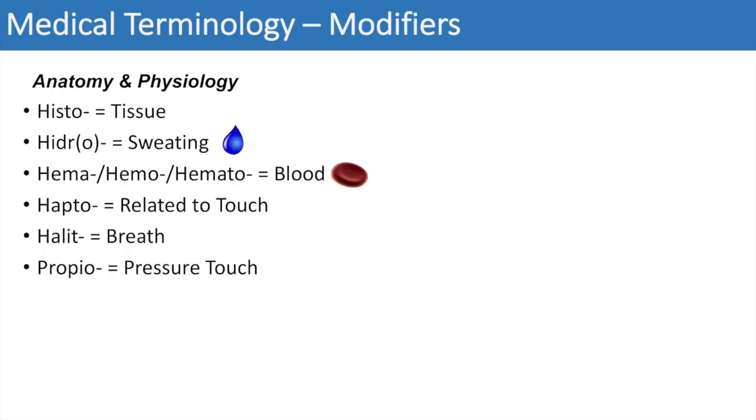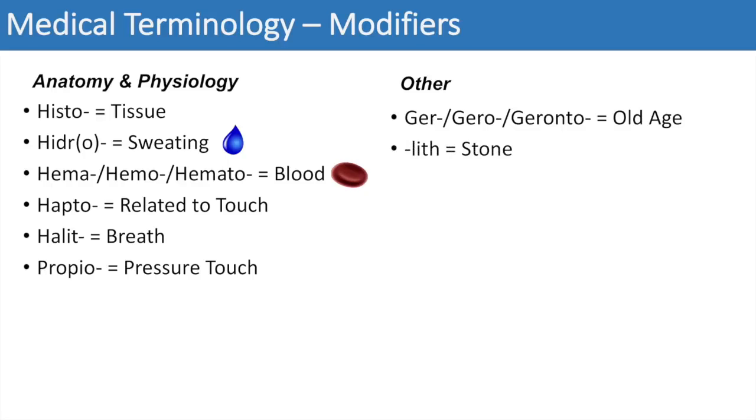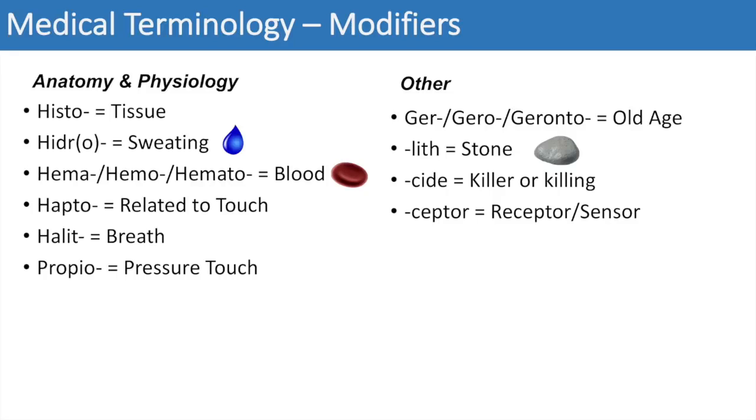So other terms that we didn't get involved in too much in the other lessons are gero, or geronto, which means old age. So you can think of gerontology. Lith actually means stone. So there's a lot of medical conditions that use lith, such as kidney stones. Cide means killer or killing. You can think of homicide or bactericidal. And ceptor, we've talked about this before, but this just represents receptor or sensor.